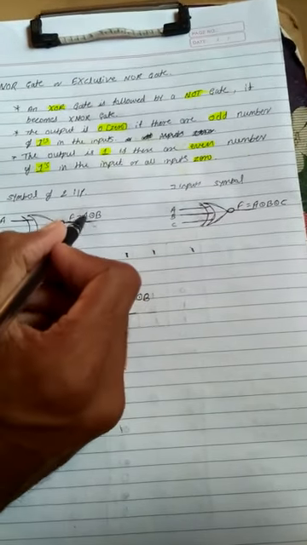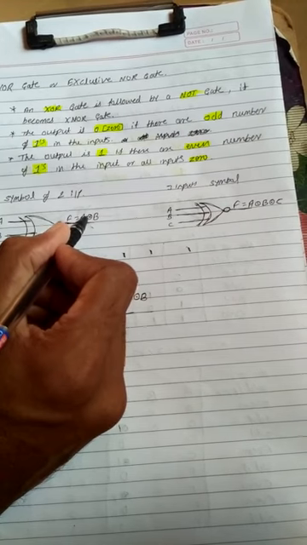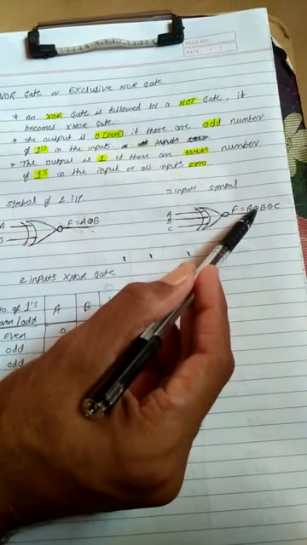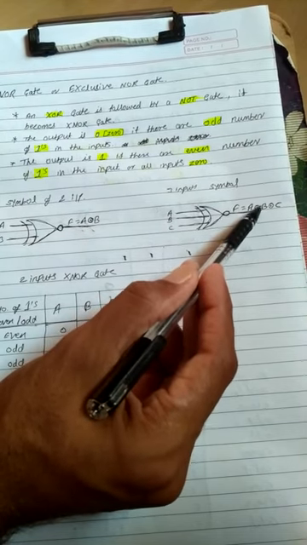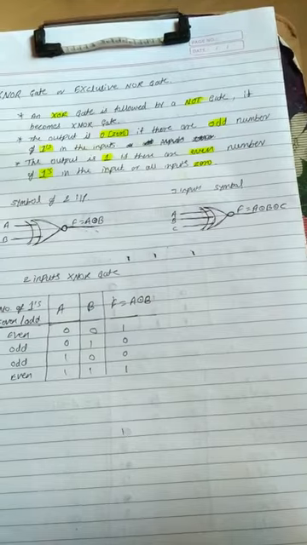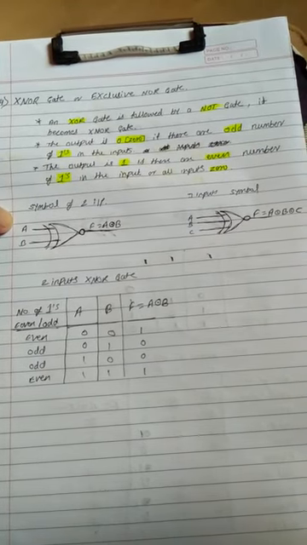So its symbol is A, circle, B. A, circle, B, circle, C. Okay, this is the symbol of the XNOR gate.